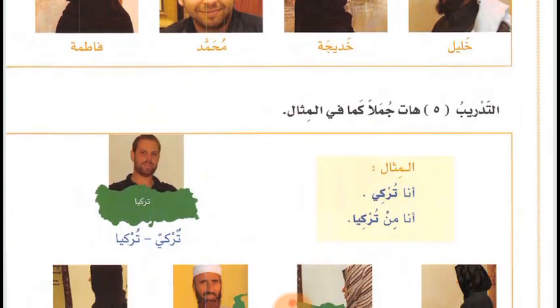Ismi Khalid. Ismi Hadijatun. اسمي محمد. اسمي فاطمة. Correct. Then التدريب الخامس هاتي جملا كما في المثال. Bring sentences. In the first, this man will say أنا تركي, I am Turkish, أنا من تركيا, I am from Turkey. So now you are this woman, introduce yourself.